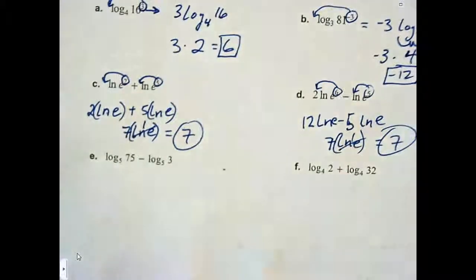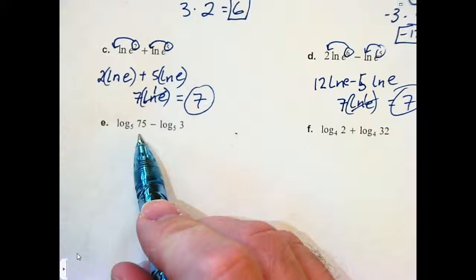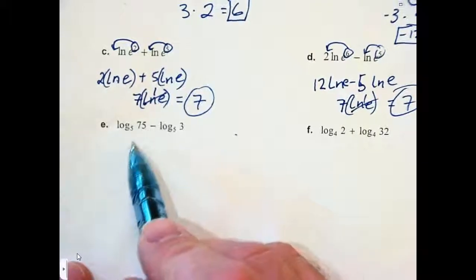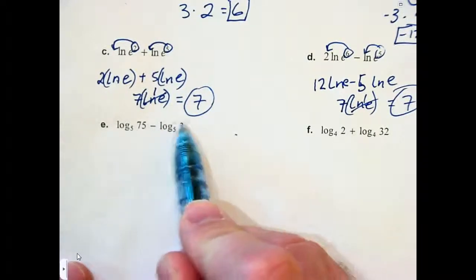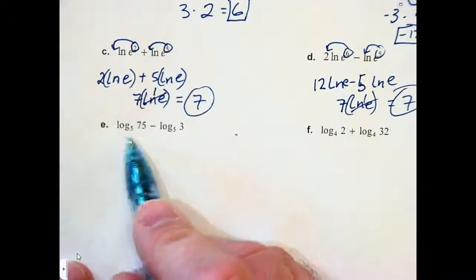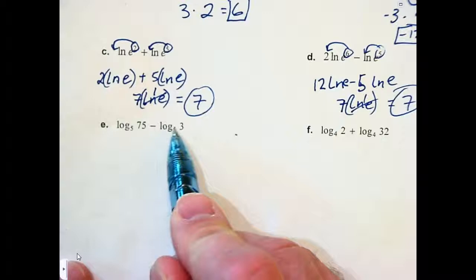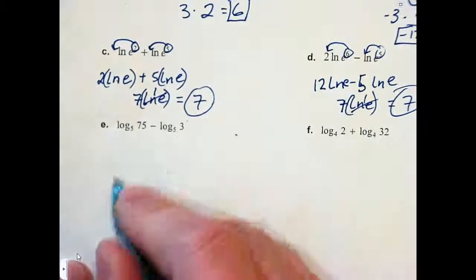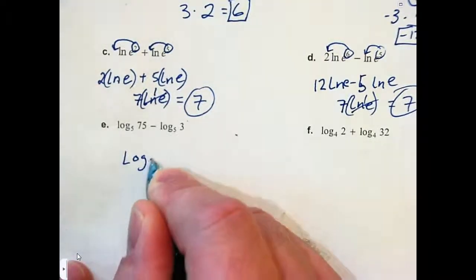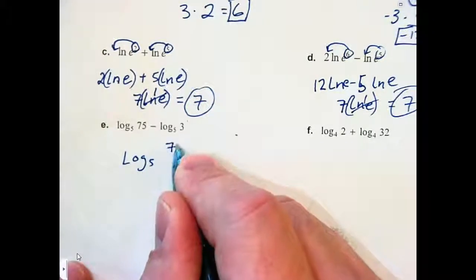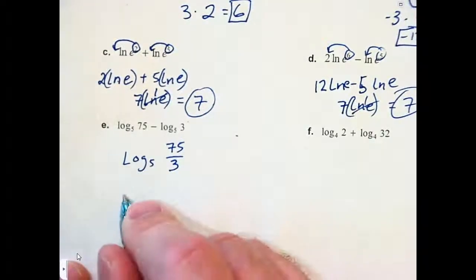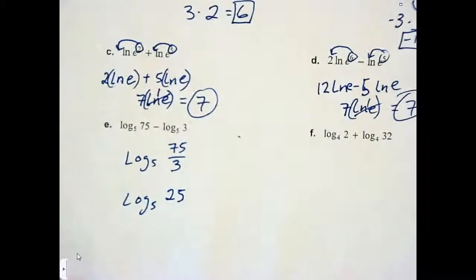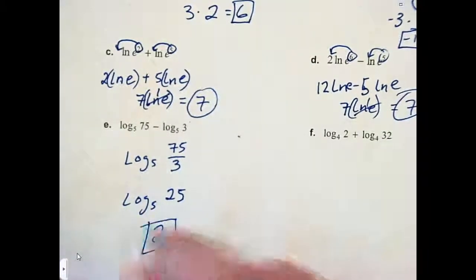Last 2. Letter E. All right. Log base 5 of 75 and log base 5 of 3. You have the same base, are you dealing with any powers in this one? No. So in this one, since we have the same base and no powers, you can go ahead and put those together. What rule are we using? The quotient. So that is log base 5 of 75 over 3. Yeah, which is 25. Good. Log base 5 of 25 is 2.